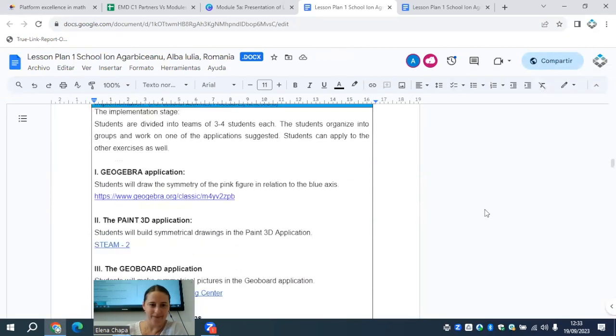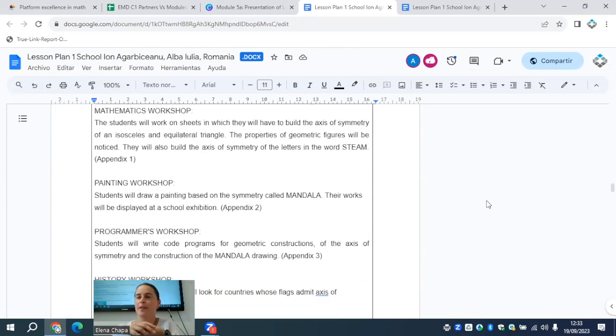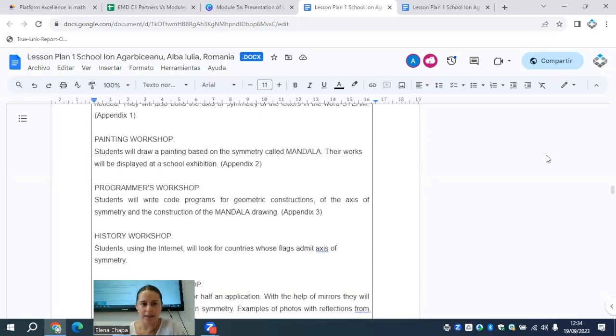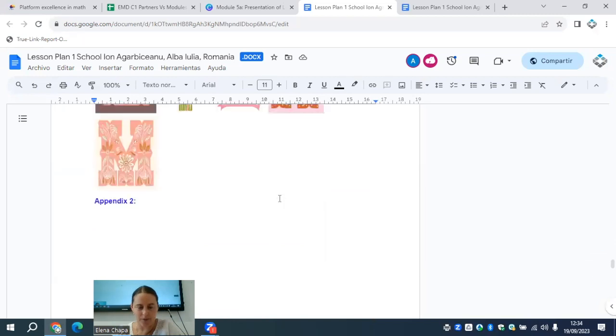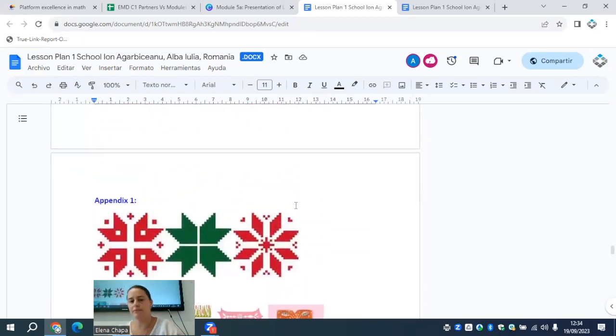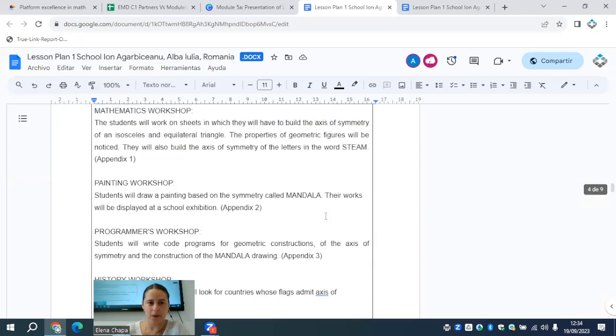Yes, okay. So here are the workshops, the mathematics workshop, for example, where the students will work on sheets in which they will have to build the axis of symmetry of an isosceles and equilateral triangle. The properties of geometric figures will be noticed. They will also build the axis of symmetry of the letters in the word STEAM. So as you will see in appendix 1, just a second to show it to you. Okay, so here is appendix 1, the math workshop.